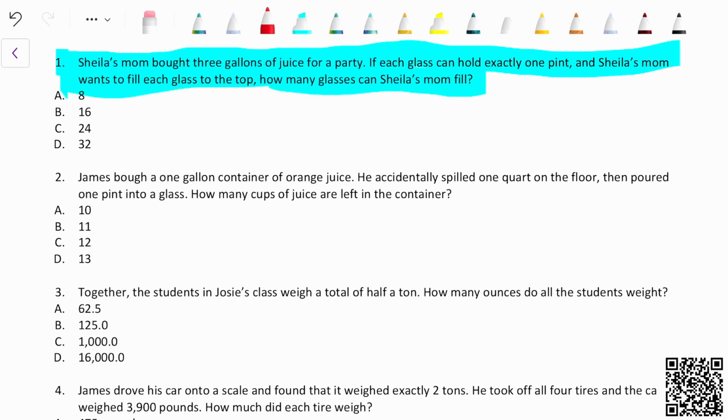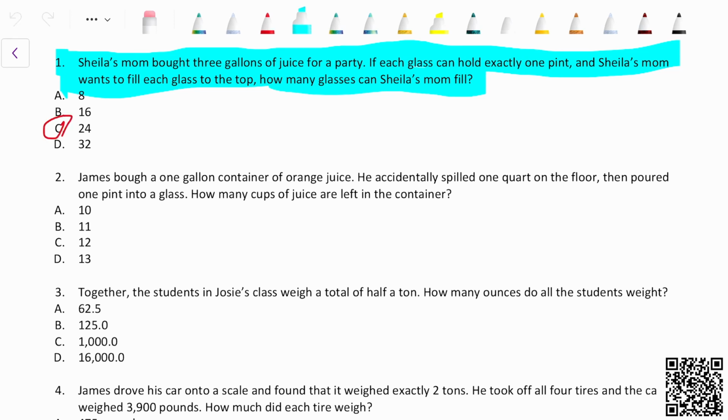So how can we solve this problem? First, you need to know how many pints are in a gallon. There are 8 pints in a gallon. And she bought 3 gallons of juice. And then after that, you don't need to solve any more. It's just 3 multiplied by 8, and that is how many glasses she can fill.